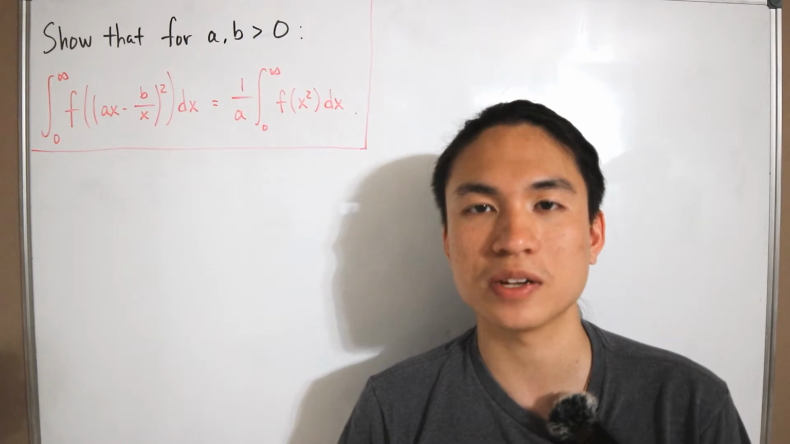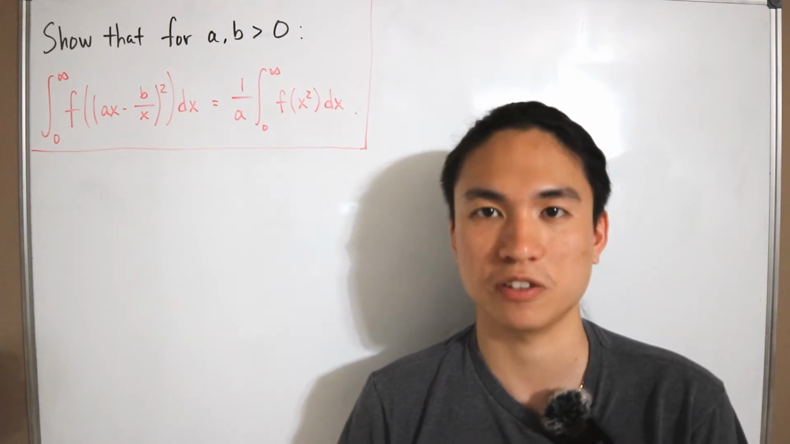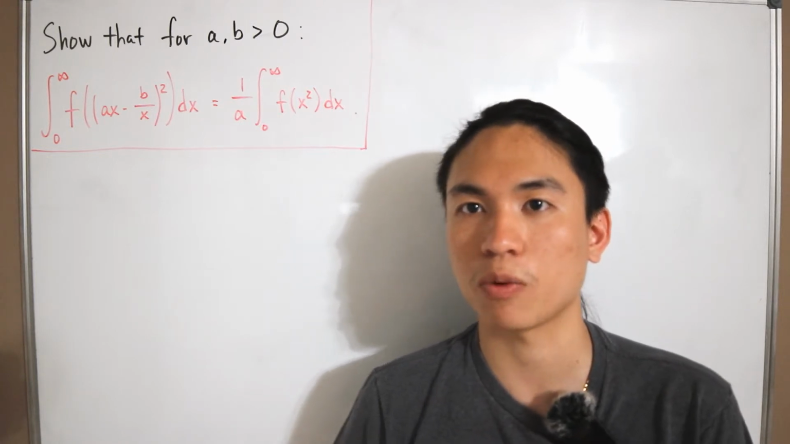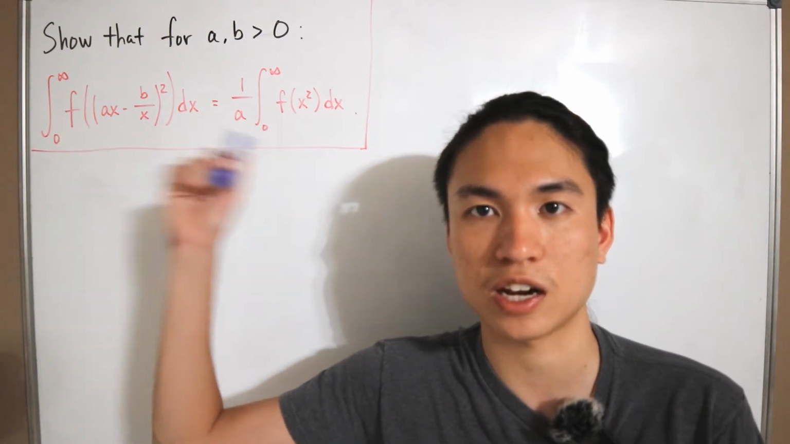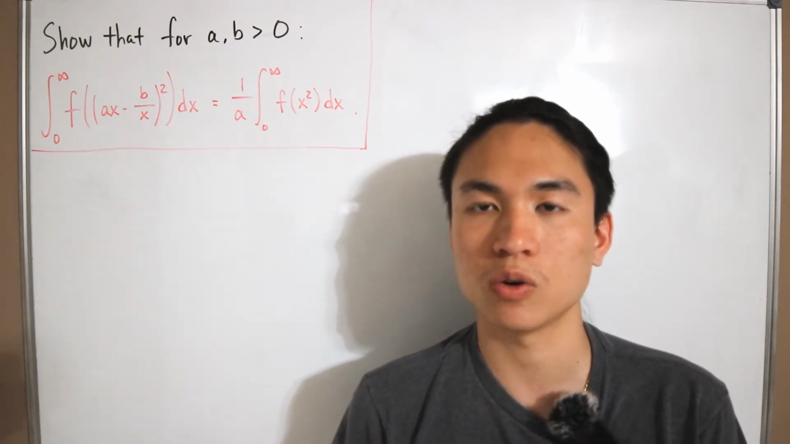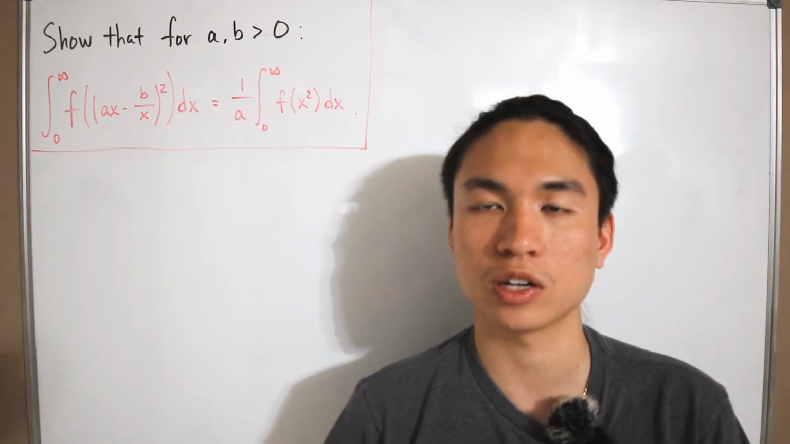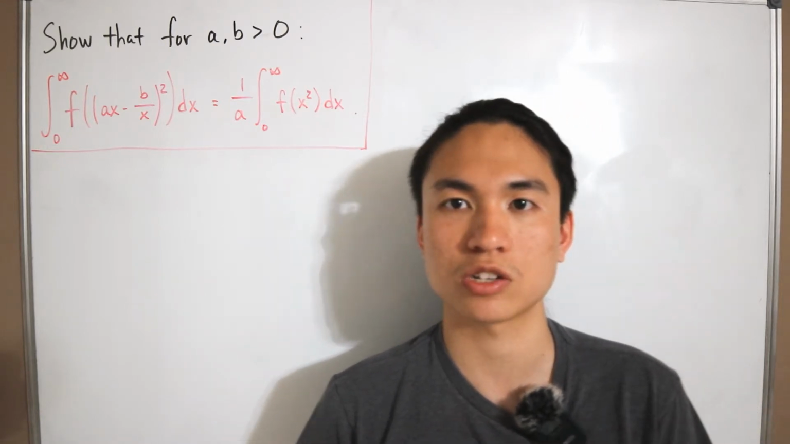So be prepared to hear me say a lot of dummy variables and u-substitutions, because that's how we're actually going to prove that the left-hand side is equal to the right-hand side. That's more of the direct approach that we're going to take from here. So with that, let's get started.